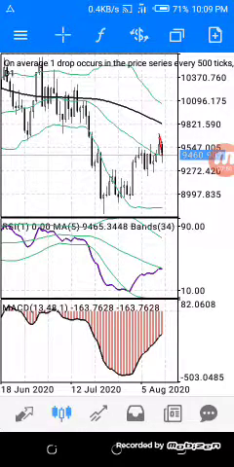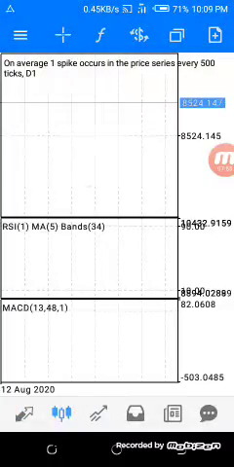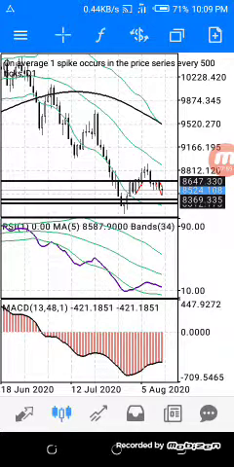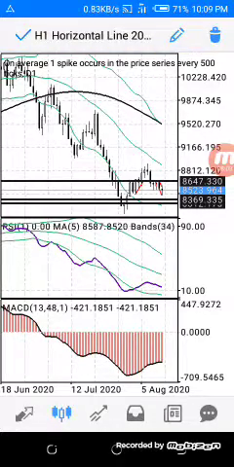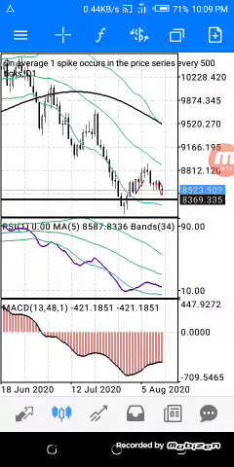Then you move to another chart. So let's go to another one. Okay, this is Boom 500. Now let me remove my trend lines so that we can have a clear chart.